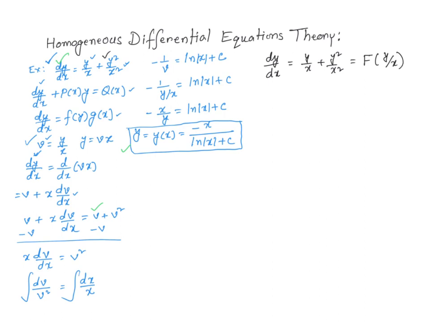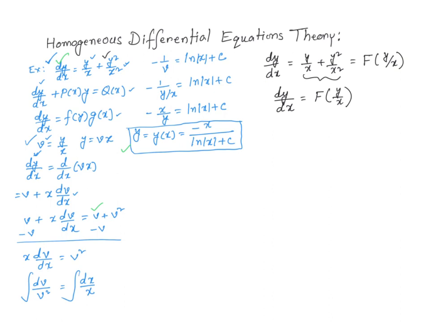You can think of y over x as an input, just one input going into this function. So this is in essence a function of y over x. So if you have a differential equation that could be written in this format, dy over dx is equal to f of y over x, that differential equation is called a homogeneous differential equation.